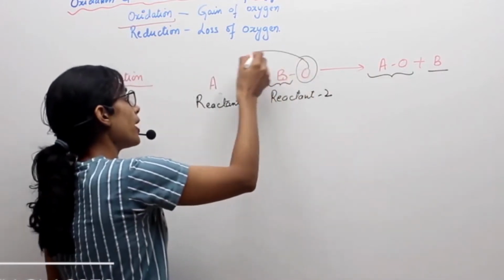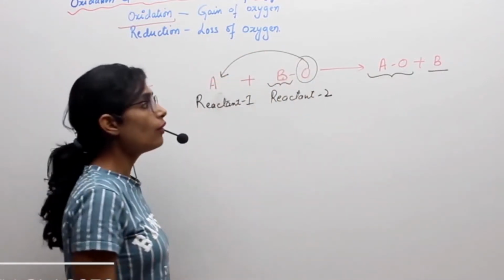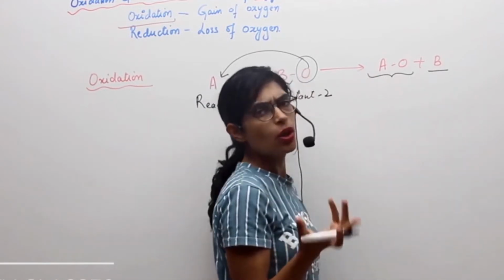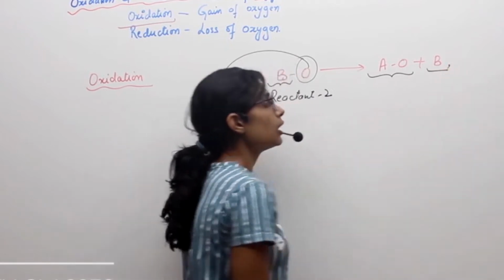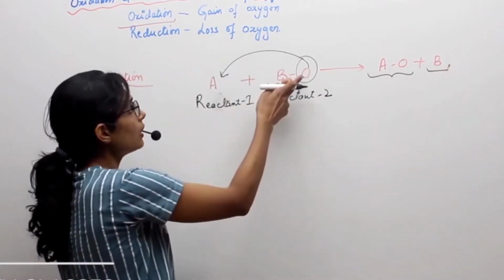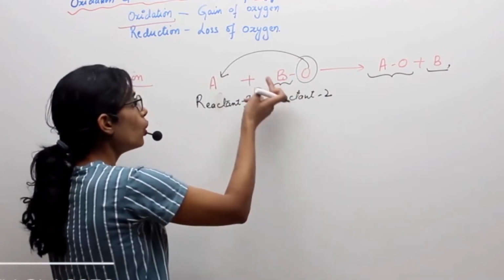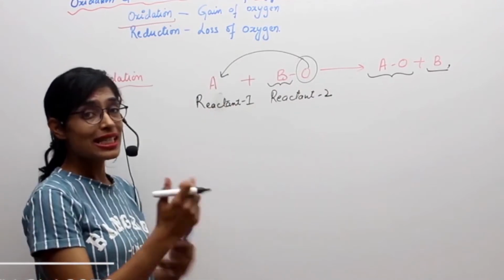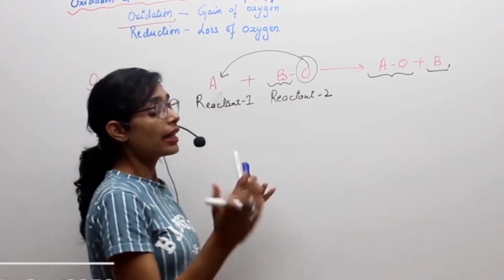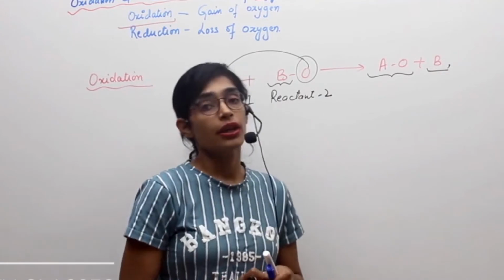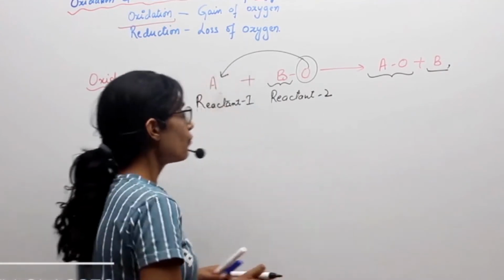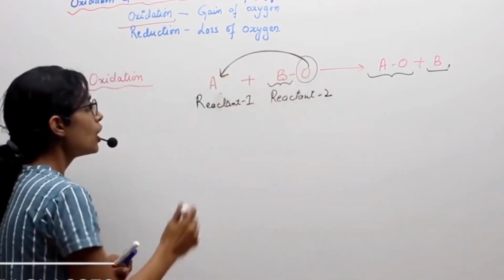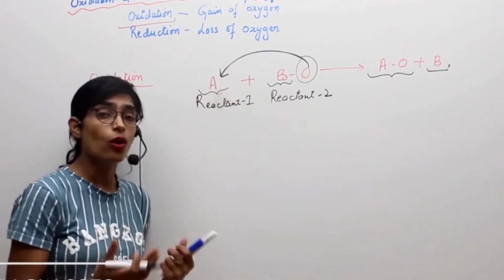That means this oxygen went to A and formed a new bond, forming a new compound AO. AO means basically oxide of A, and B came out. So what happened is the transfer of oxygen from BO to A. Now A became AO and we got B over here. This is the oxygen exchange, and this was the first way we had learned reduction and oxidation in the earlier times. Whenever oxygen is transferring from one position to another, for A, gain of oxygen is happening.